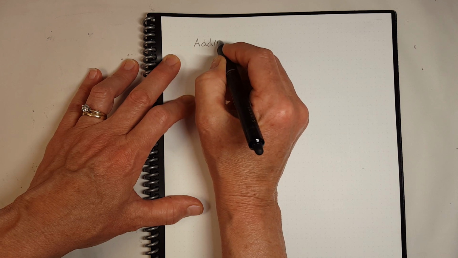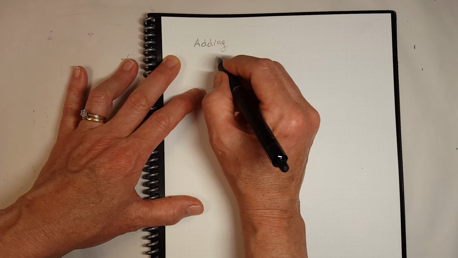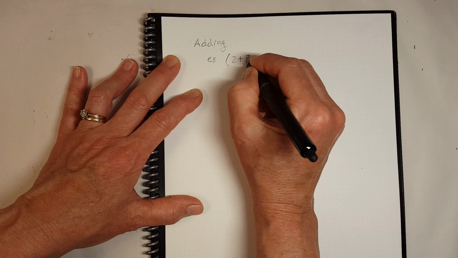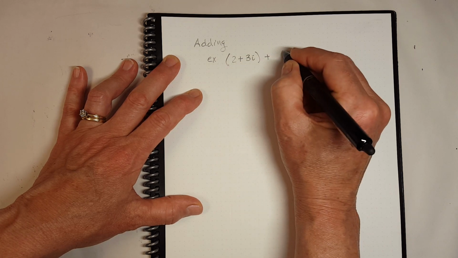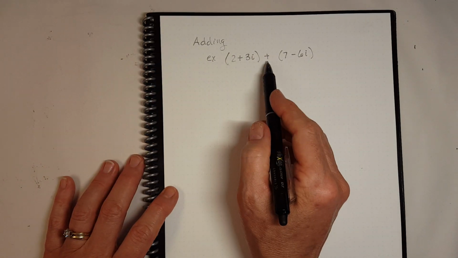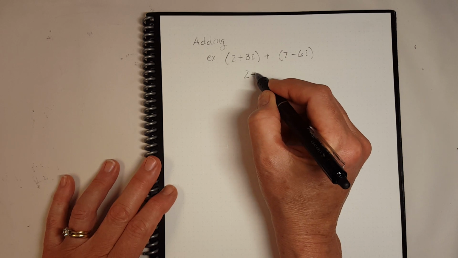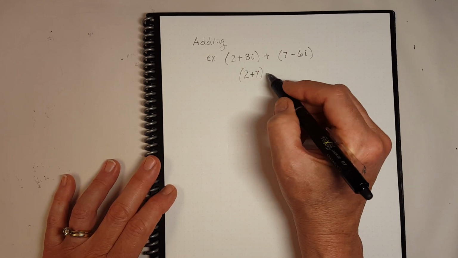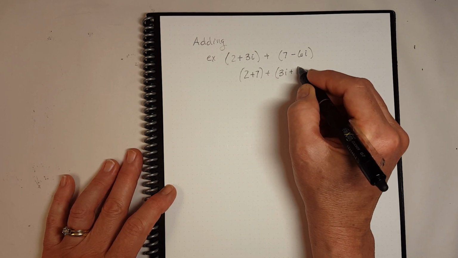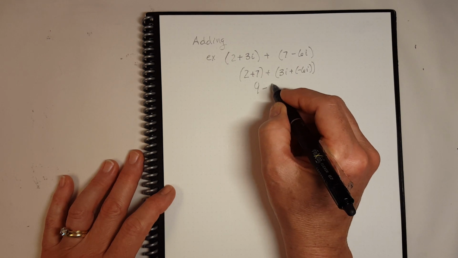Adding and subtracting complex numbers. So we're going to say, for example, we'll do 2 plus 3i plus 7 minus 6i. We're going to add these two complex numbers. You're going to add the real parts, so you're going to get 2 plus 7. And then you're going to add the imaginary parts, so you're going to get 3i plus negative 6i. And so that's going to be 9 minus 3i.